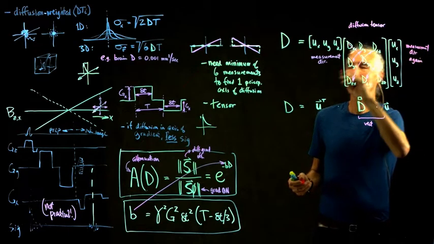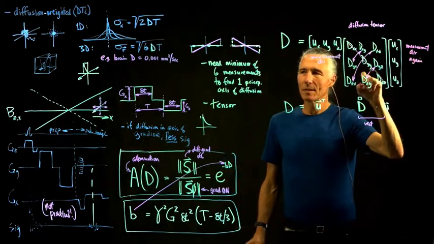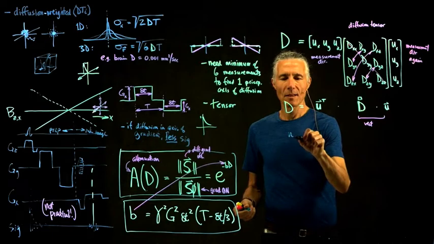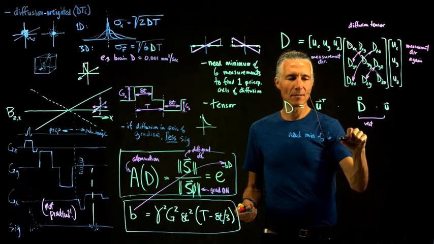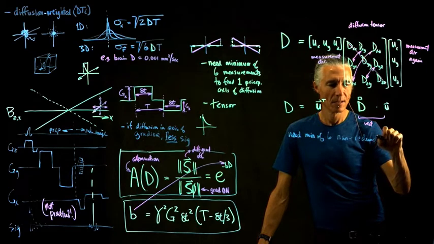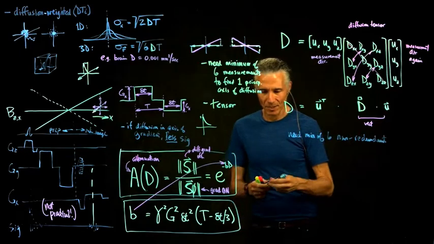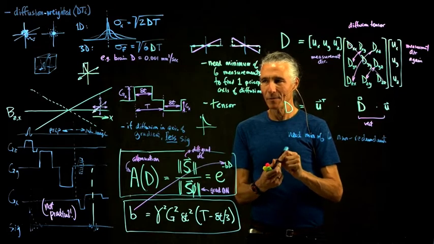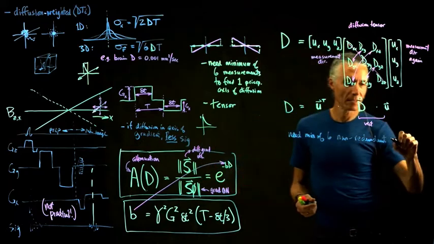So those are known because we're setting the gradients in such a way. And so we have 6 numbers to solve for. That means we need a minimum of 6 non-redundant directions. So we can measure in the x, y, and z direction, and then we could measure halfway between the x and the y direction, halfway between the x and the z direction, halfway between the y and the z direction, something like that. So we need 6 non-redundant measurements.